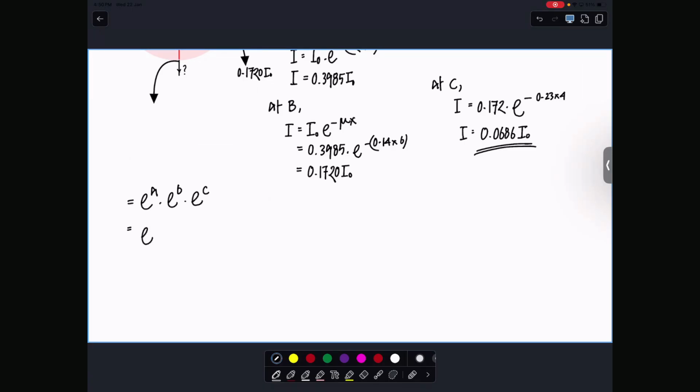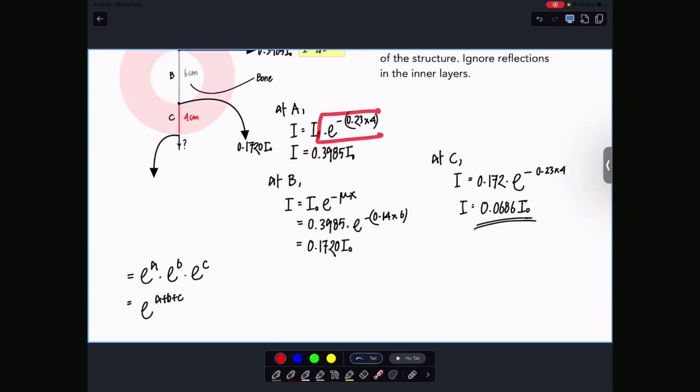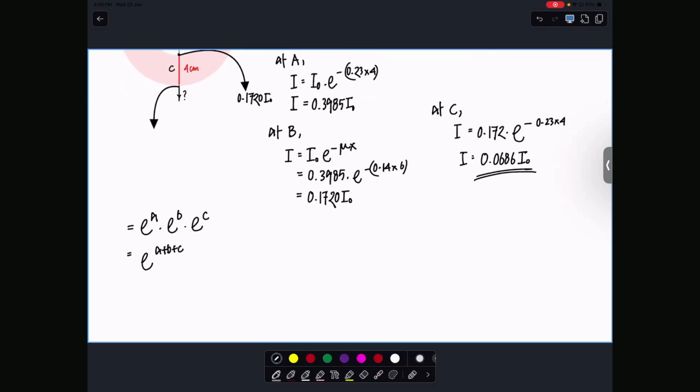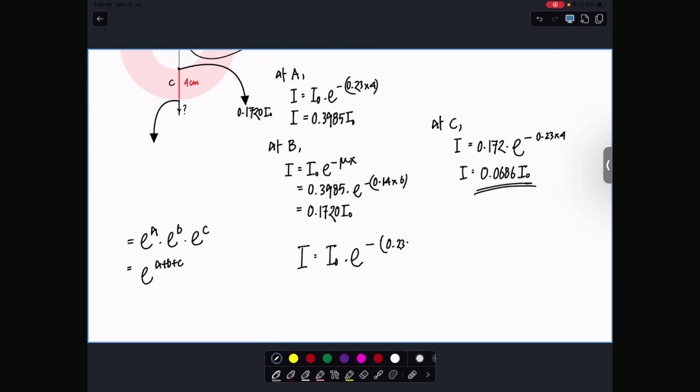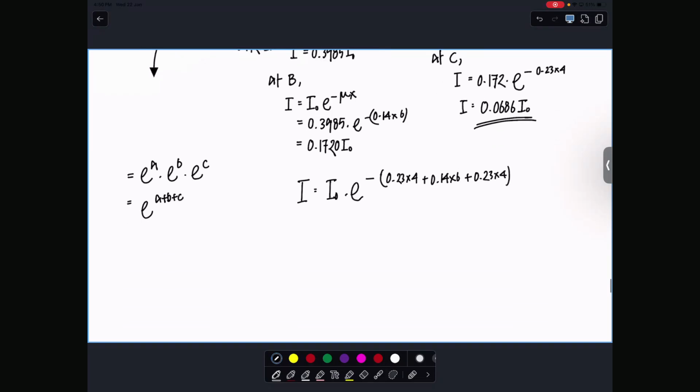What is it going to be? A plus b plus, do you know this? এটাই হচ্ছে, এখানে দেখো কি হচ্ছে, এই যে এইটার সাথে আমি এইটা মাল্টিপ্লাই করতেছি, তারপর এই দুটার সাথে আমি এটা মাল্টিপ্লাই করতেছি। So wouldn't that mean that I is equal to I naught into e to the power কি হবে, মাইনাস ভিতরে যেগুলো থাকবে, so 0.23 into 4 plus 0.14 into 6 plus 0.23 into 4. For the sake of it, you have to check করে দেখবো কি same answer আসে নাকি.